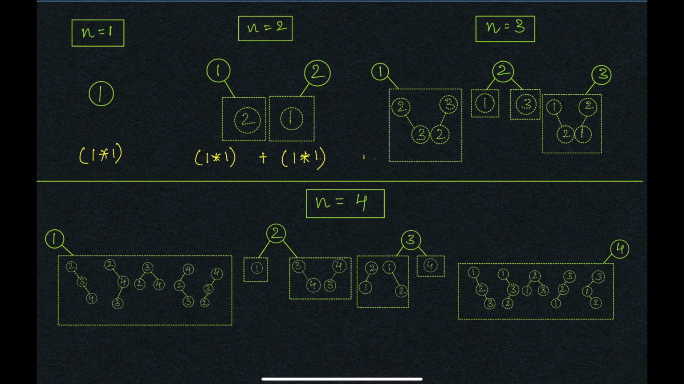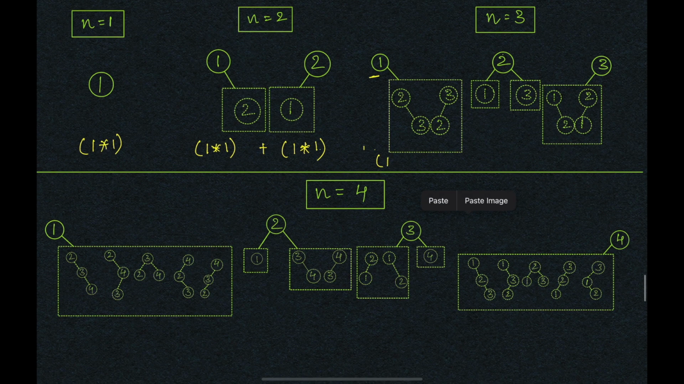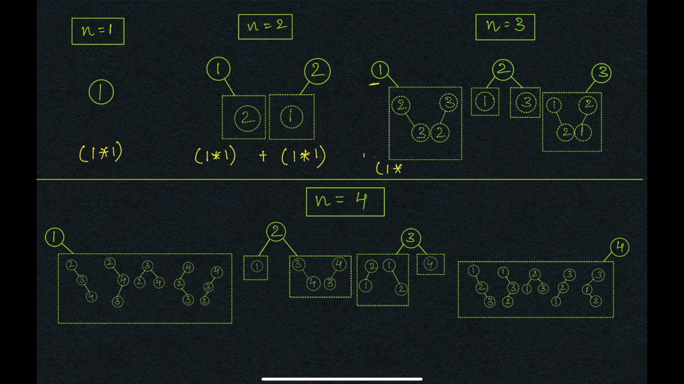For n equal to 3, for root node 1, on the left subtree we don't have any nodes, so it is going to be 1 multiplied by, on the right subtree we have two nodes, 2, so 1 into 2, plus, for root node equal to 2, on the left subtree we have one node, and on the right subtree we also have one node, so it is going to be 1 into 1, plus, for root 3 it is going to be 2 into 1. Okay, let's look at n equal to 4.